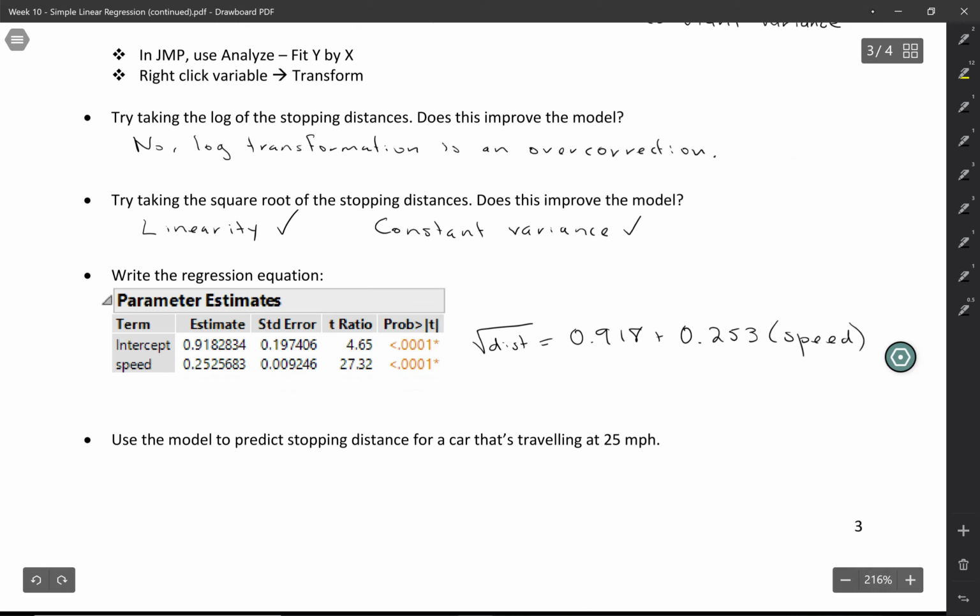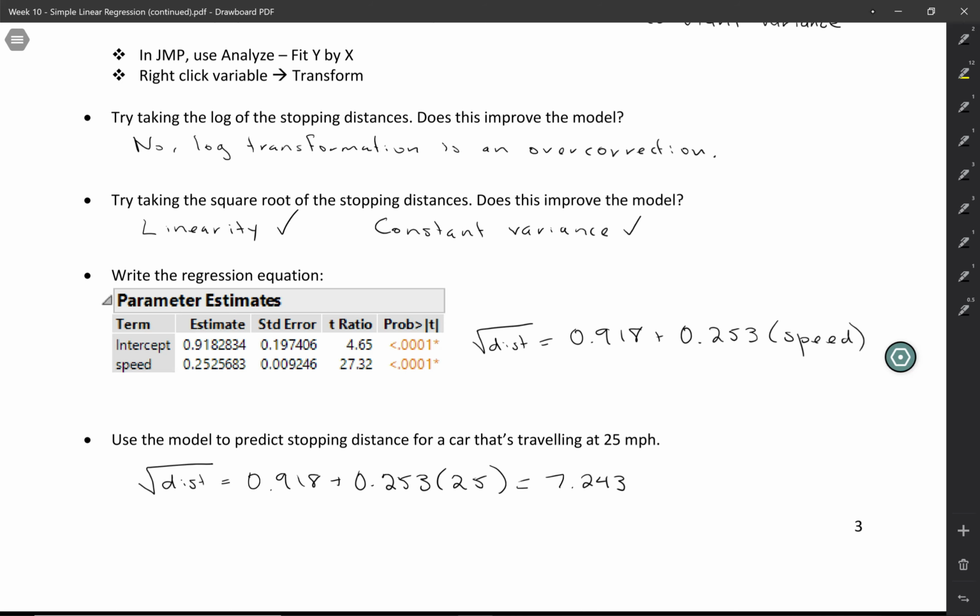All right, now we're going to use the model to predict stopping distance for a car that's traveling at 25 miles per hour. So we've got a speed of 25. That's what we're going to plug in. And this is going to be a prediction for the square root of distance. So we've got 0.918 plus 0.253, and then I'm plugging in 25 for the speed. And when I do that, I get 7.243. But remember, this is not a prediction for the stopping distance.